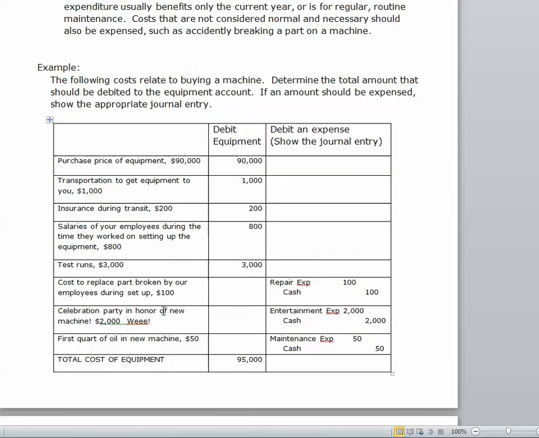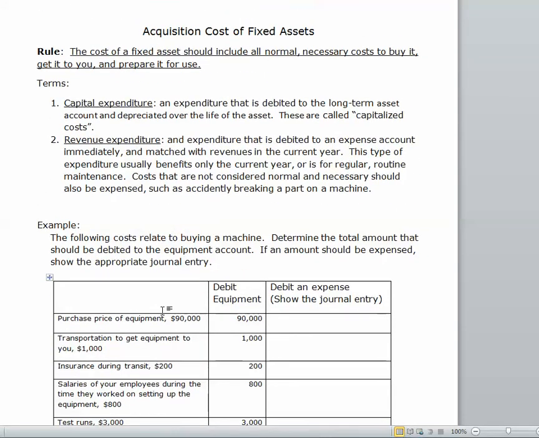So that kind of sums it up here, the main points for acquiring long-term assets.